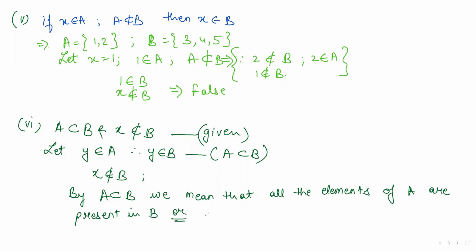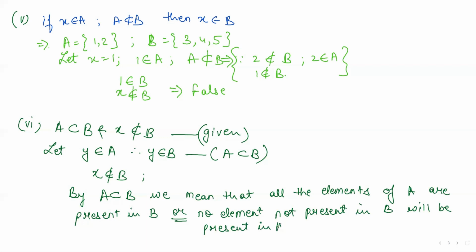Or no element not present in B will be present in A. So negation of negation, which means no element.